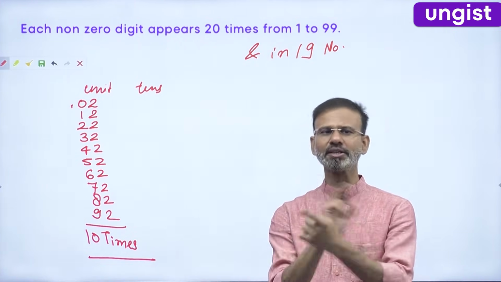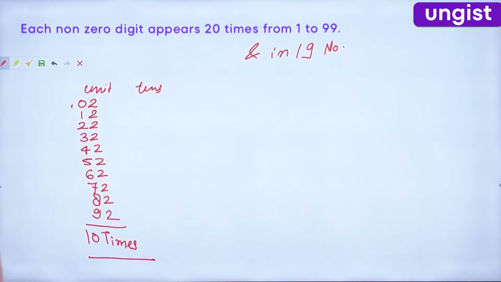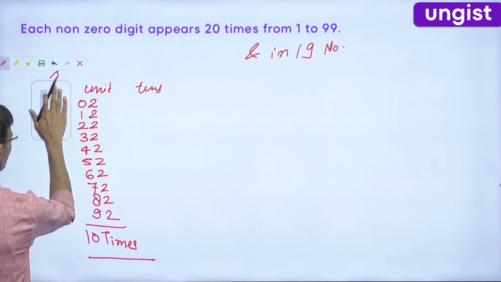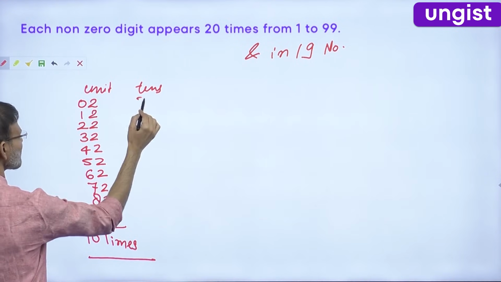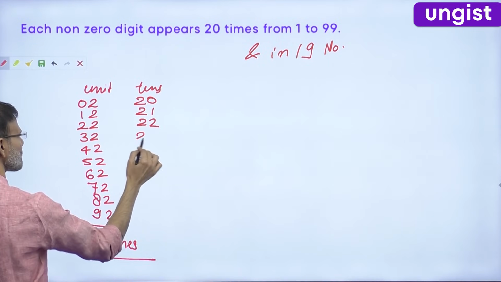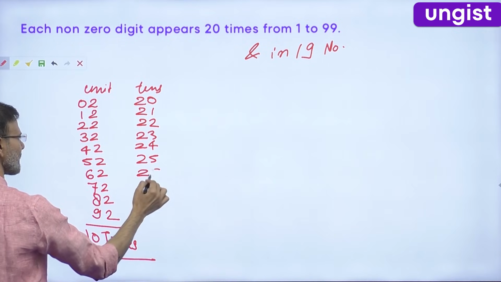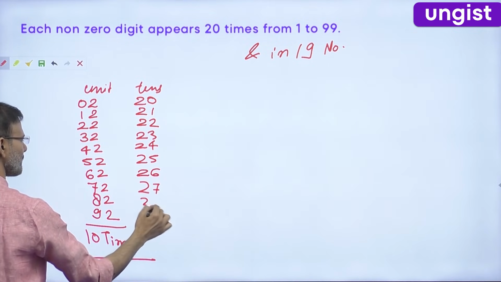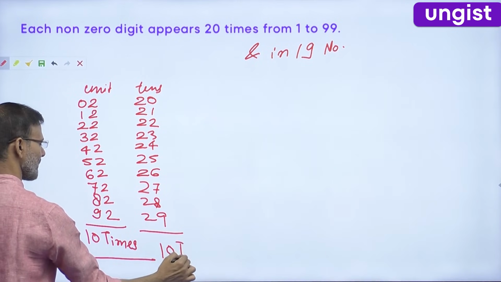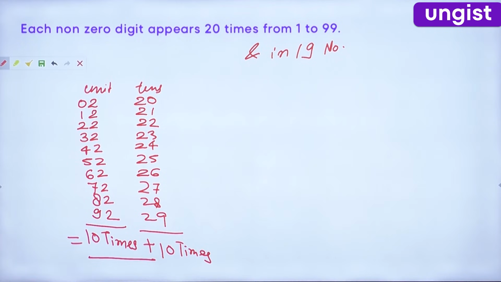Now I'll be reversing the number. ठीक है. So 2 is coming to the tens place. ठीक है. Everyone, here, this is 20, this is 21, this is 22, this is 23, this is 24, then 25, 26, 27, 28, 29. Again 10 times. Everyone, yes or no? So if you add them, this is 20 times.